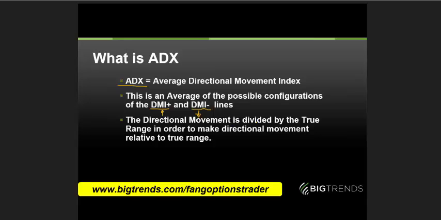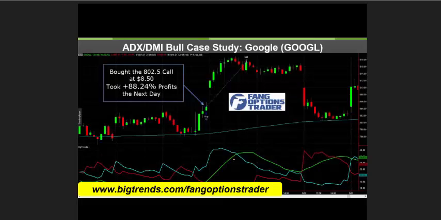And then the beauty of this is that you can basically normalize this across any stock to compare apples to apples, or Facebooks to Facebooks, because you divide the directional movement by the true range to get you basically a relative percentage of how much trend movement you're getting. Let's look at some charts here.